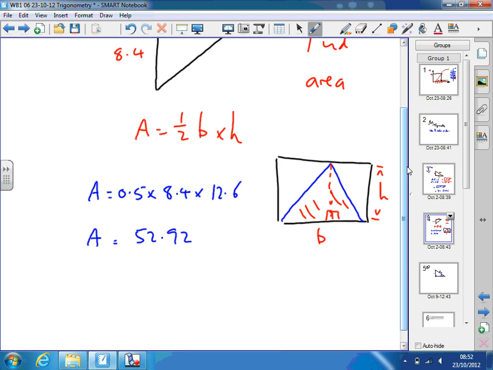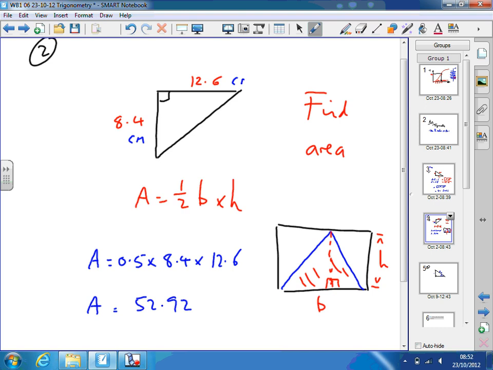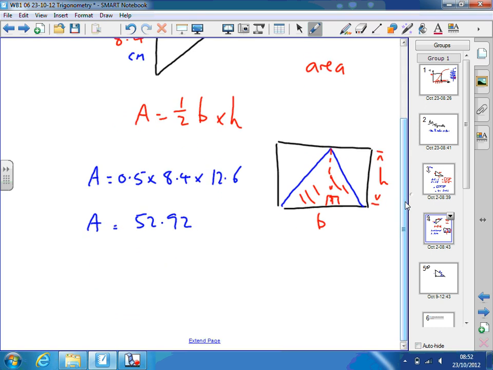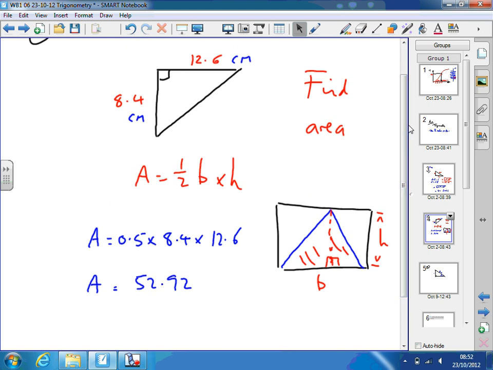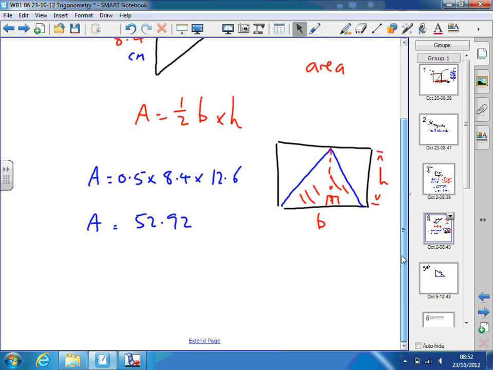So if this was in centimetres, and this was in centimetres, and they have to be the same units, of course. If they're not, you must make sure they are, then the answer would be square centimetres. But is that an appropriate accuracy? Probably not. If you look at the numbers we put in, that's only 2 significant figures. So you can go to 3, but not 4, so 52.9 or 53 would be more appropriate.